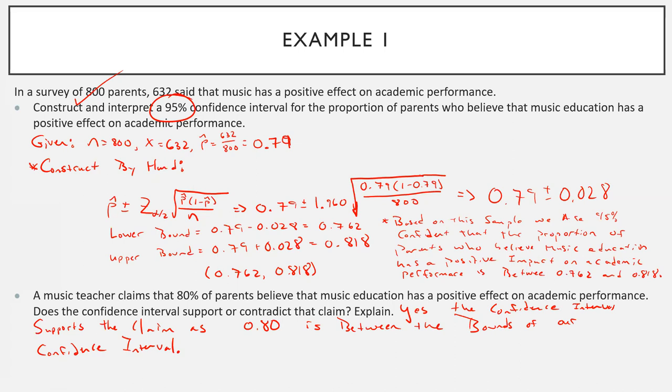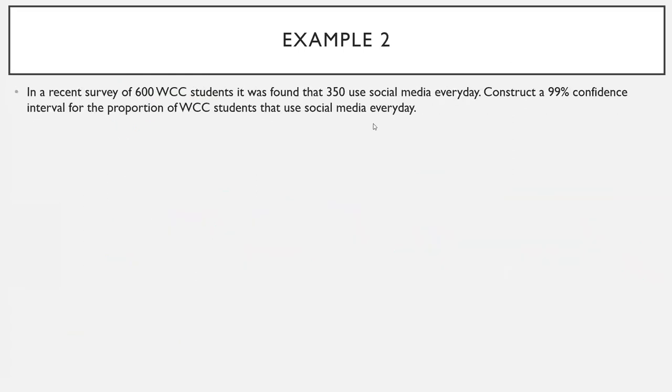Okay, great. So in a recent survey of 600 WCC students, it was found that 350 use social media every day, right? So let's construct a 99% confidence interval for the proportion of WCC students that use social media every day, okay? So look, I just like to write down what you're given.